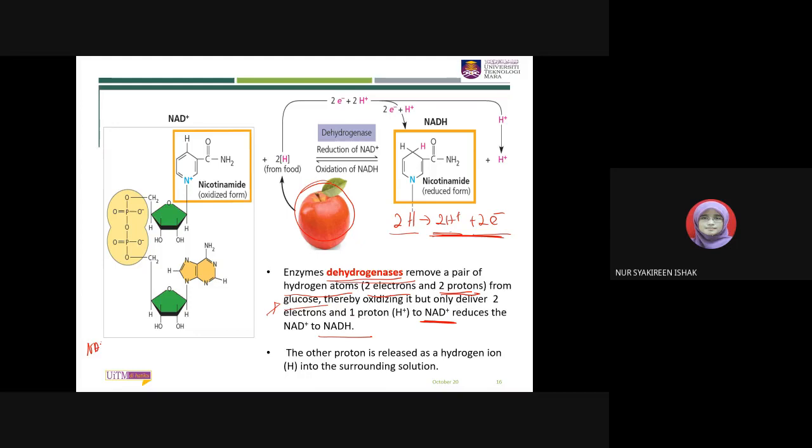NAD plus, plus 2 hydrogen ions, plus 2 electrons, becomes 1 NADH and H plus. So this H plus ion is released to the surrounding solution. So nampak satu hydrogen ion akan NAD plus ambil, 2 elektron ni akan masuk, satu dekat hydrogen ion yang dia terima, satu yang dekat plus sign here. So it becomes NADH.